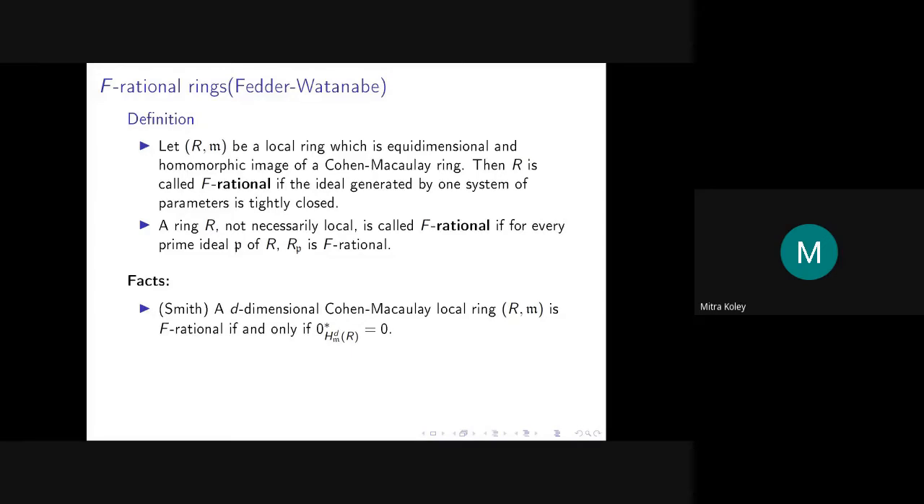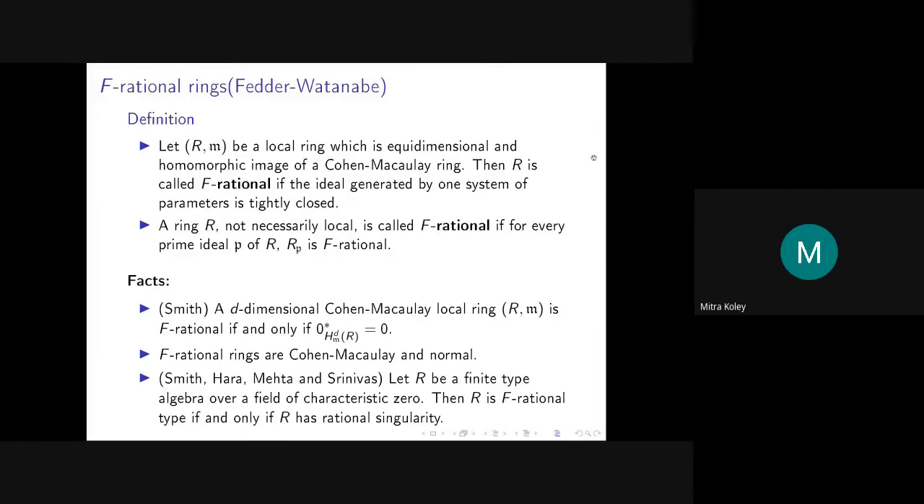Now I recall some facts which I discussed last time. The first one is due to Smith: a d-dimensional Cohen-Macaulay local ring is F-rational if and only if the tight closure of 0 in the top local cohomology is 0. The second is that F-rational rings are Cohen-Macaulay and normal. The third: let R be a finite type algebra over a field of characteristic 0. Then R has rational singularity if and only if its reduction mod p has F-rational singularity for large enough p.